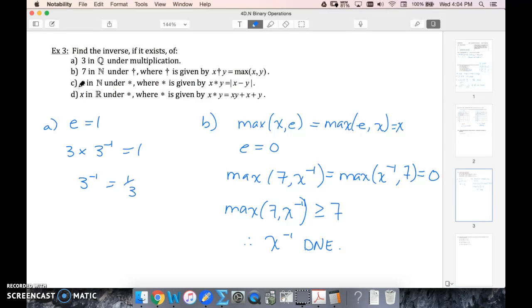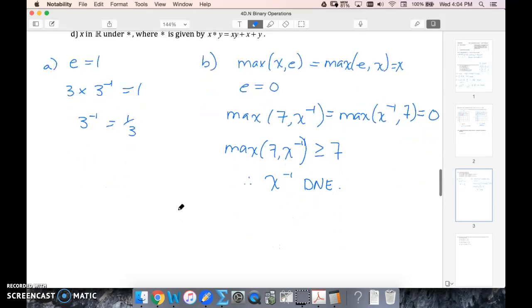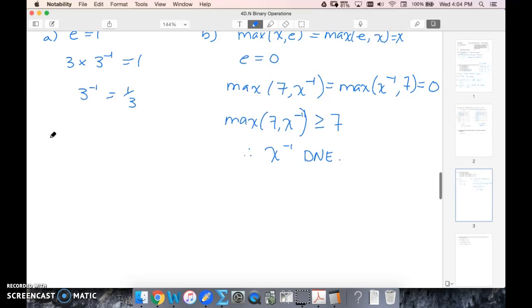All right, we're looking for the inverse of x with natural numbers under star, and star is given by the absolute value of x minus y. So again, my identity element here is going to be 0, because x minus 0 is x, or 0 minus x is also x. So therefore our identity element is 0.